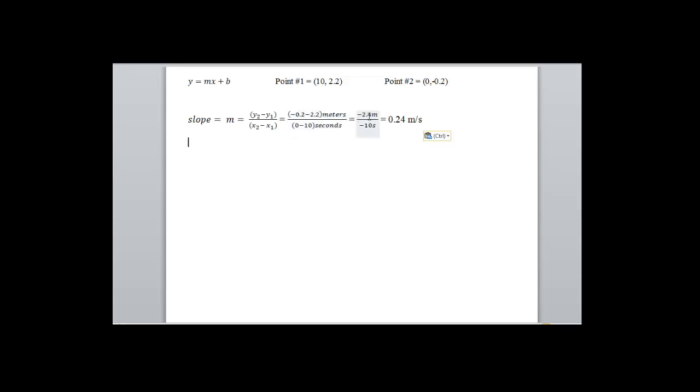So when we do that calculation, we get negative 2.4 meters divided by negative 10 seconds, which gives us 0.24 meters per second. So it makes sense that this slope should come out as a positive value, because that's what we expect for a slope for this kind of line.